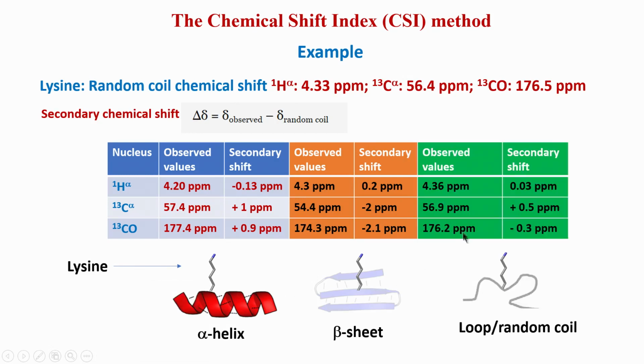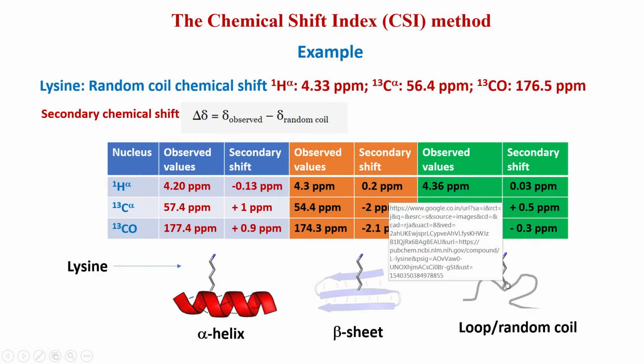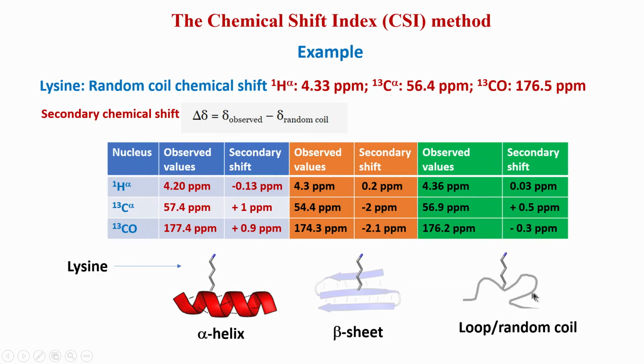Now, let us say that we observe these values. If you subtract this minus this, it is 0.03, and if you subtract this minus this, it is plus 0.5, and if you subtract this minus the random coil, you will get this secondary shift. Based on our table, the rules criteria from the previous slide, you will see that it belongs to a random coil conformation. So, if these are the observed values, then we should say that the lysine is in a random coil conformation.